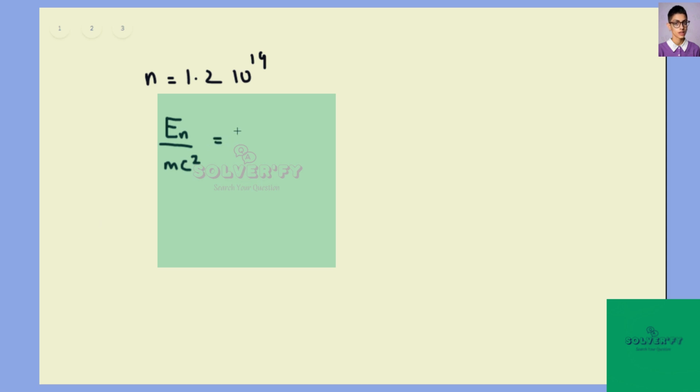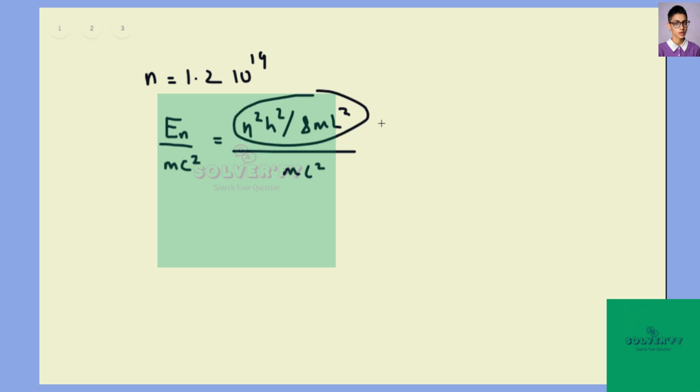We can again substitute for the value of n square h square over 8 m L square divided by mc square, and substituting all the values, the value of this is 6 into 10 power 18 electron volts, divided by the mass of the electron into c square, which is 511 keV, that is 10 power 3 eV, so the ratio is 1.2 into 10 power 13.